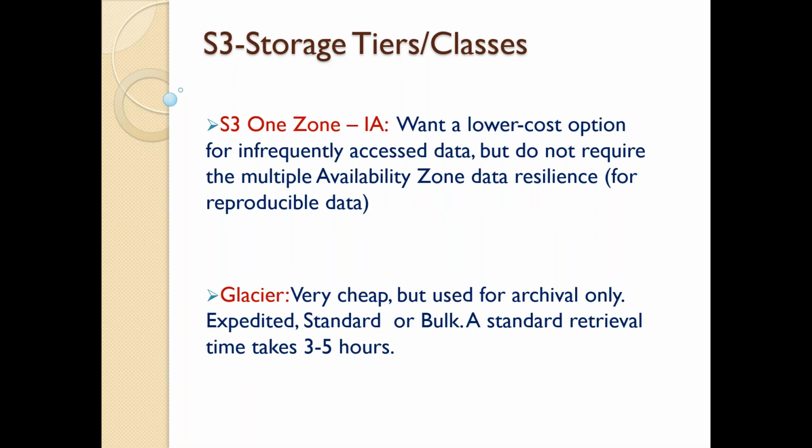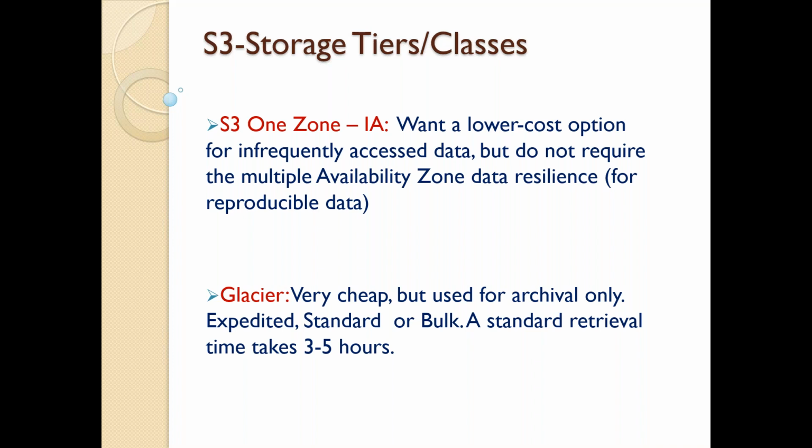S3 One Zone is a lower-cost option for infrequently accessed data that doesn't require multiple availability zones, so go for this one. You have to go for this when you think that even if you lose the data, there is no issue. If you have sensitive data and put it in this class, and something happens to that availability zone, you will never recover that sensitive data. So please make sure you only go there if you have reproducible data.